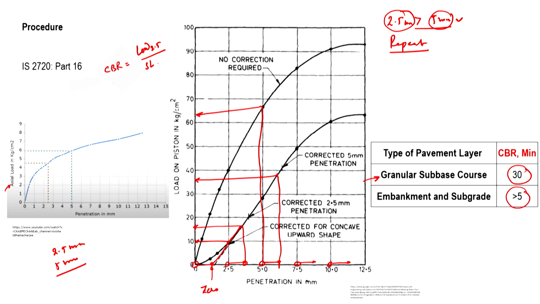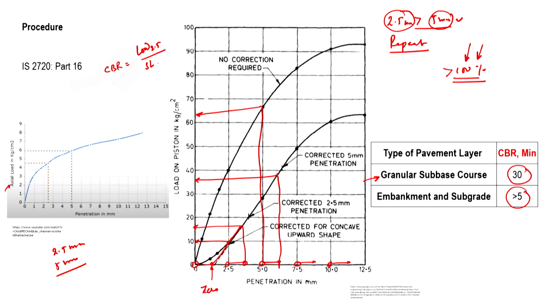Now, again one important point here: it is very much possible that the CBR value for a particular soil can be greater than 100% also. This means that the soil which we are testing is even stronger than the standard crushed rock which was tested in California. So, this is just a relative value and it need not always be less than 100%.